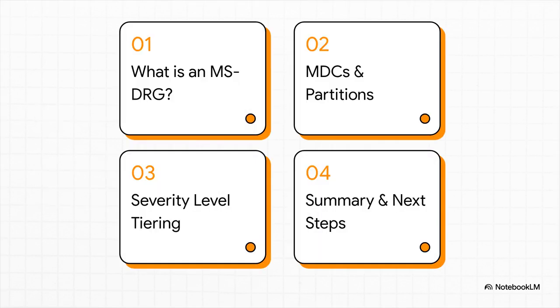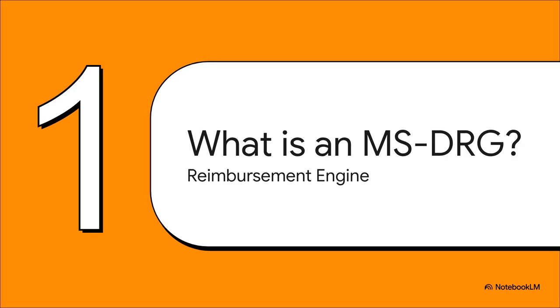So here's our agenda for this explainer. First, we'll cover what an MSDRG system actually is. Second, we'll look at MDCs and the surgical versus medical partition. Third, we'll dive into severity level tiering, your NOC, CC, and MCCs. And finally, we'll wrap up with a summary and next steps. Let's jump right into section 1. What is an MSDRG system?